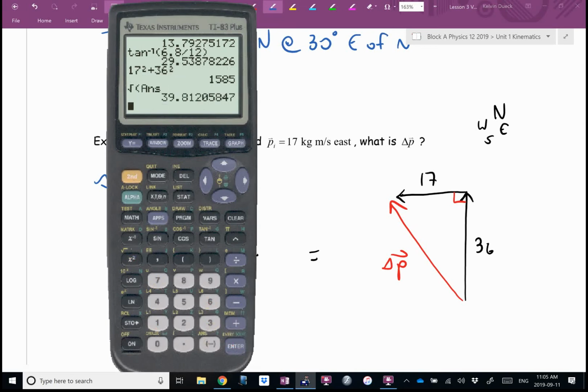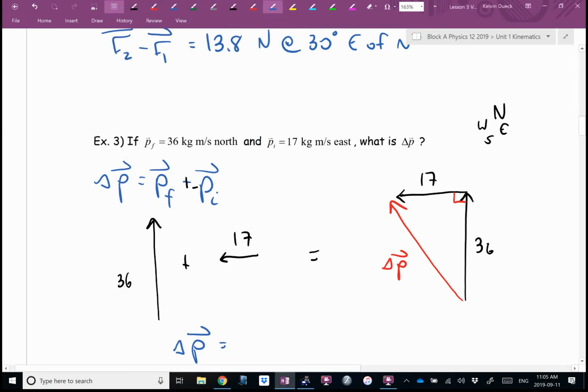You get 39.8 magnitude? Yeah. And the units for momentum were kilogram meters per second. I think I told you last year they're talking about renaming that unit an Einstein, but it just hasn't happened yet.